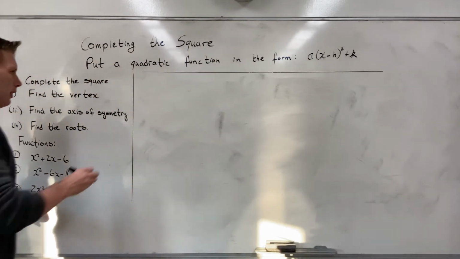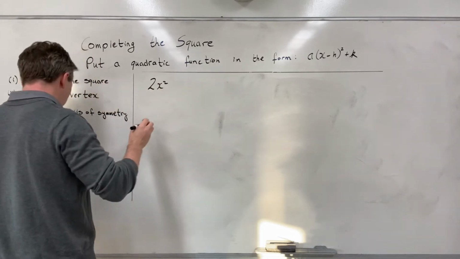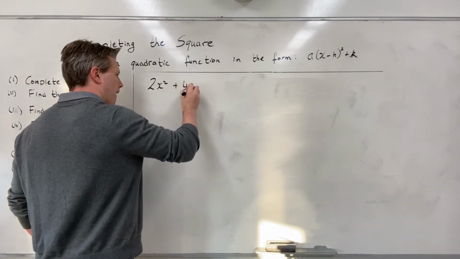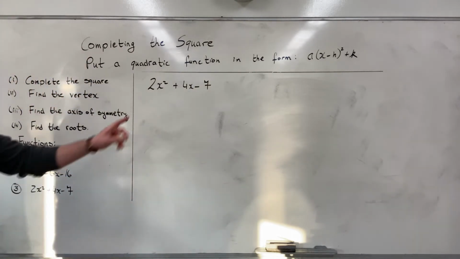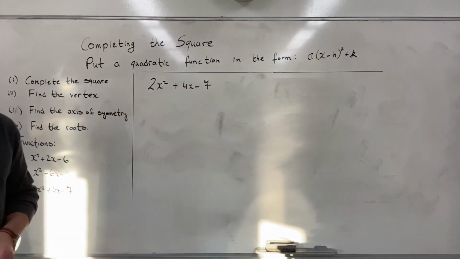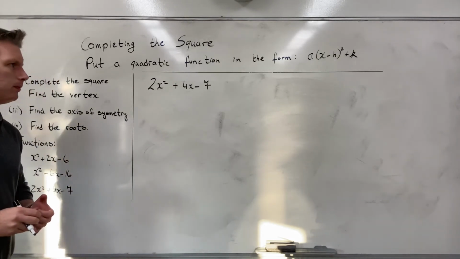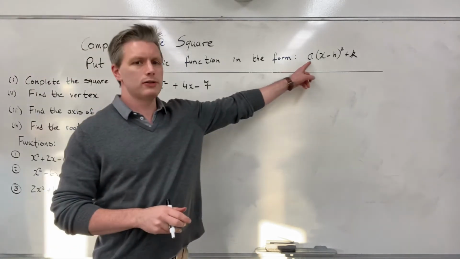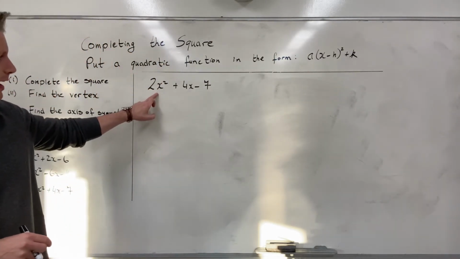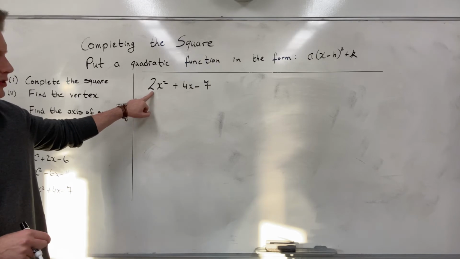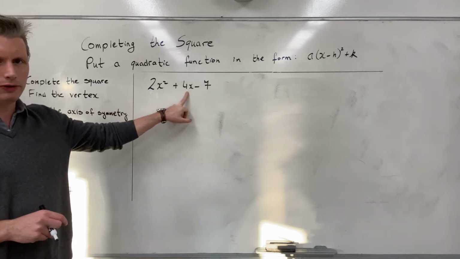So, my third and last function is 2x squared plus 4x minus 7. All right, so this time the difference is my leading coefficient is no longer 1. My leading coefficient here is 2. So here's what we need to do. In order to get it into this form, the first thing I'm going to do is factor out whatever the coefficient is on the x squared term out of the first 2 terms. I'm just going to take it out of the first 2 terms.